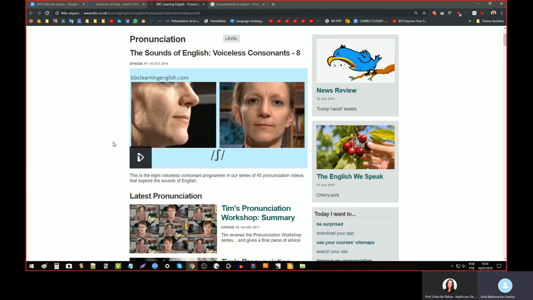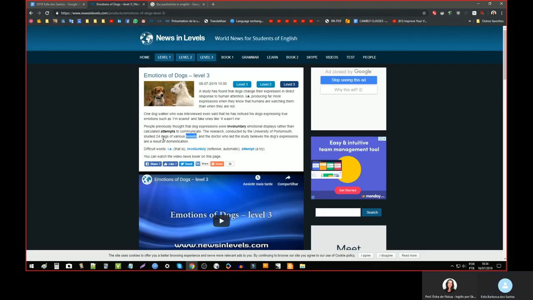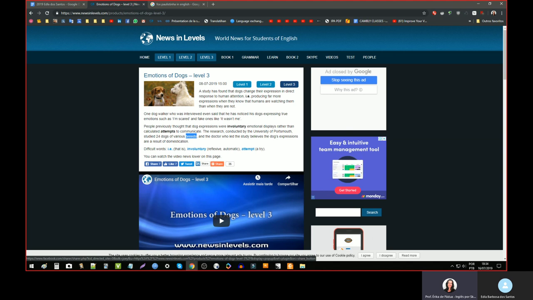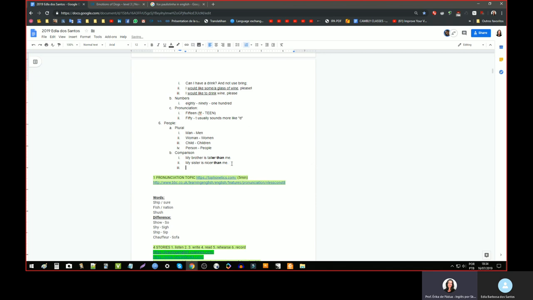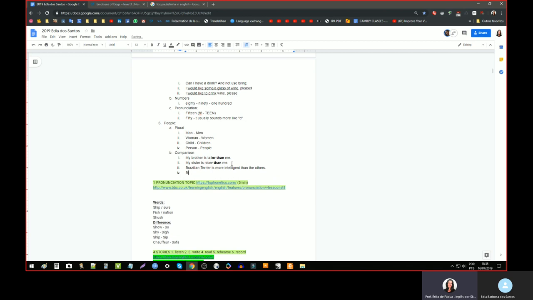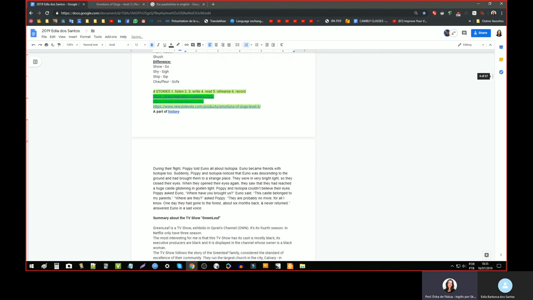It's more intelligent than the other breeds. Yeah, so Brazilian Terrier is more intelligent than the other breeds, right? So here in the comparison, it would be something like this. Brazilian Terrier is more intelligent than the others, and you can also say Brazilian Terrier is the most intelligent breed. Okay. Something like that, okay? Very nice.